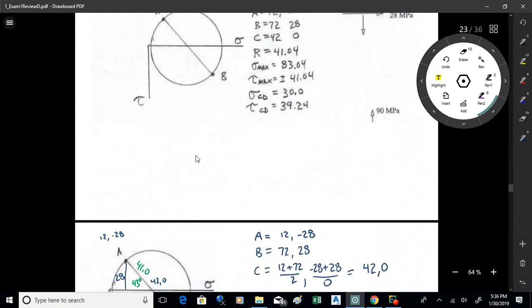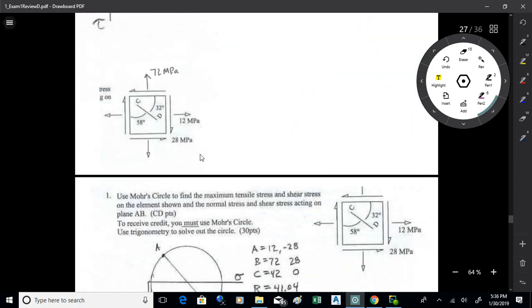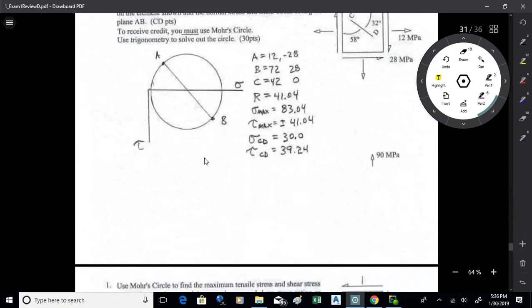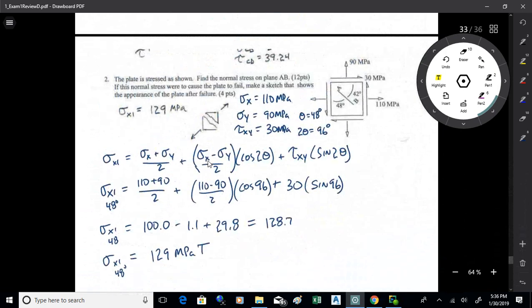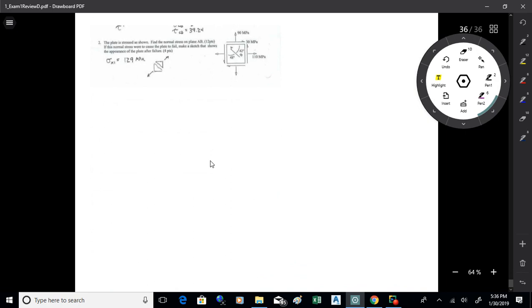And then we've got some biaxial stuff. So there's a Mohr's circle example. That might be a good one to practice on a little bit. And then we've got, what else? We want to find the normal stress on plane AB. So a little biaxial work there, and then also sketch what it would look like if it failed.